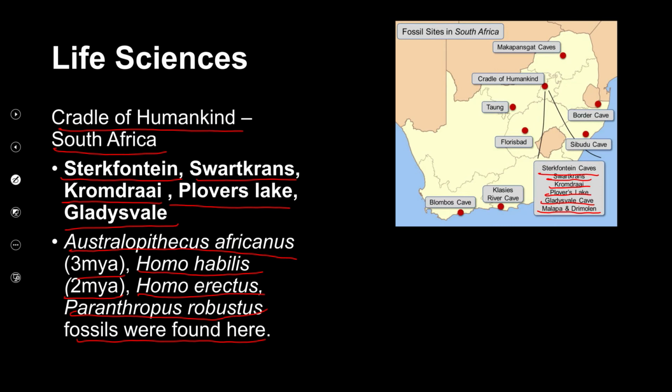Right, and then you can see that there are other areas. We said Blombos Cave is in the Western Cape, Classes River Cave, Sibudu Cave, Border Cave. Those are in other provinces as well.